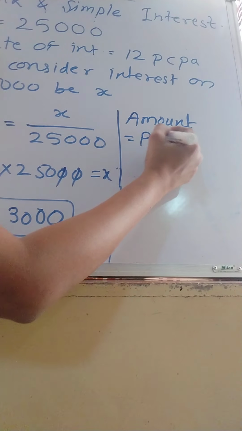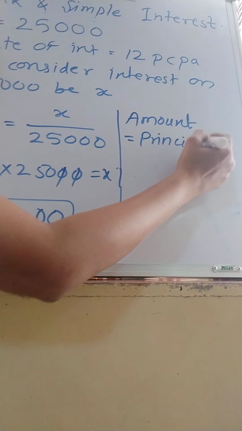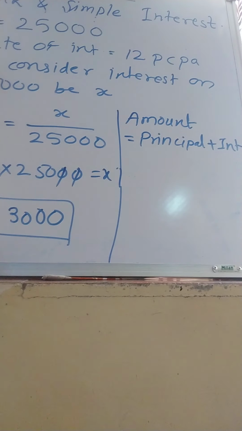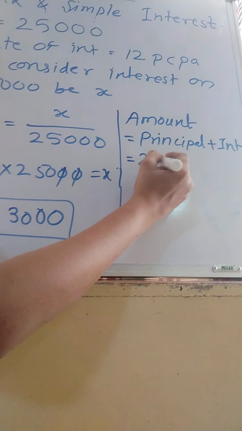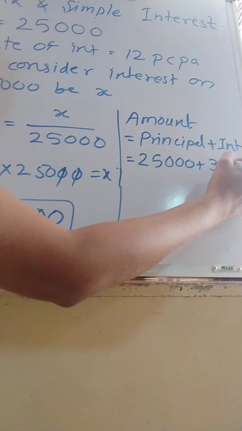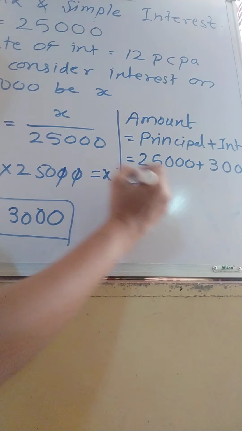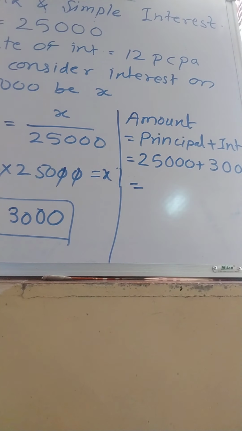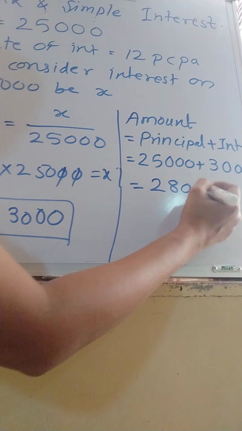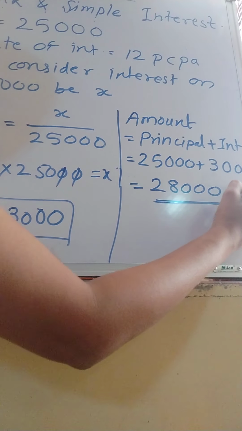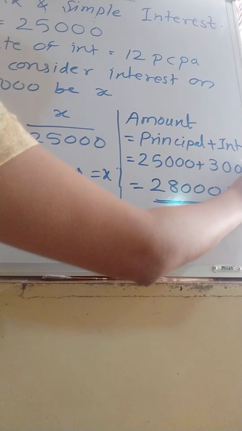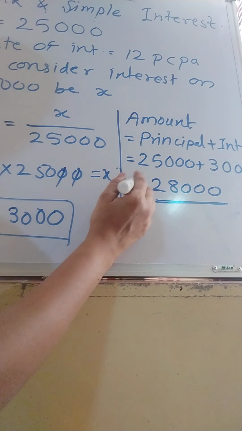So principal plus interest. What is my principal? 25,000. And what is my interest? 3,000. So the total amount Ahmed Chacha has to return to the bank is 28,000 rupees. Understand? See, you can write rupees at first also.